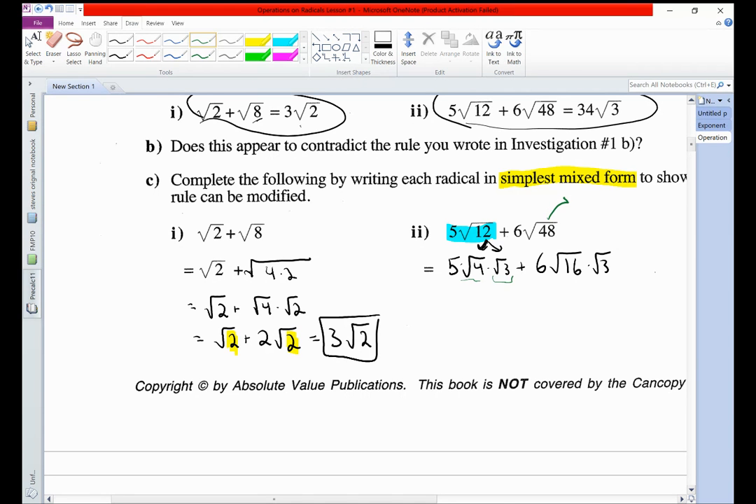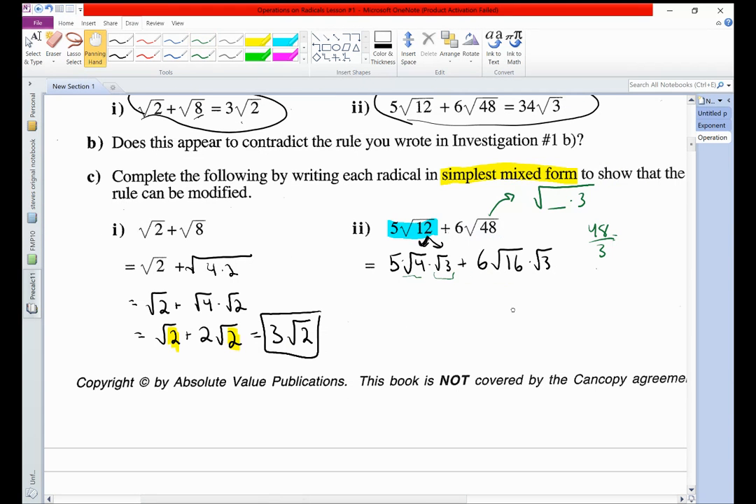So now when I'm dealing with my 48, I can say, well, I want to get the square root of something multiplied by 3. So now I can, in my calculator, go 48 divided by 3, and that is equal to 16. So now I can switch that to 16 times 3, just to ensure that I have square root 3 in the first term and square root 3 in the second term.